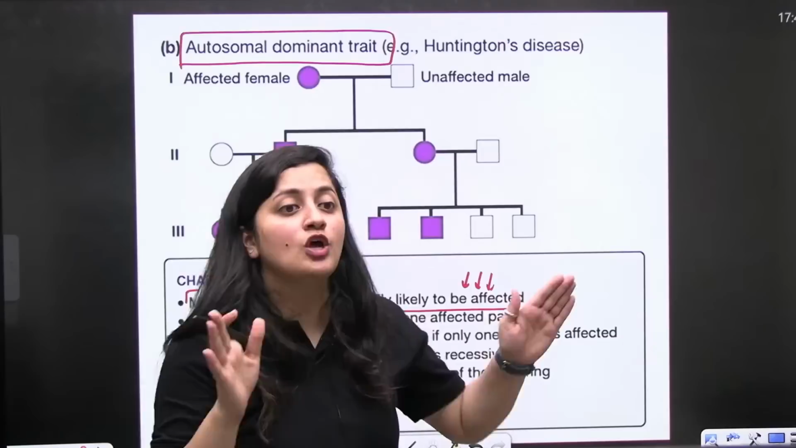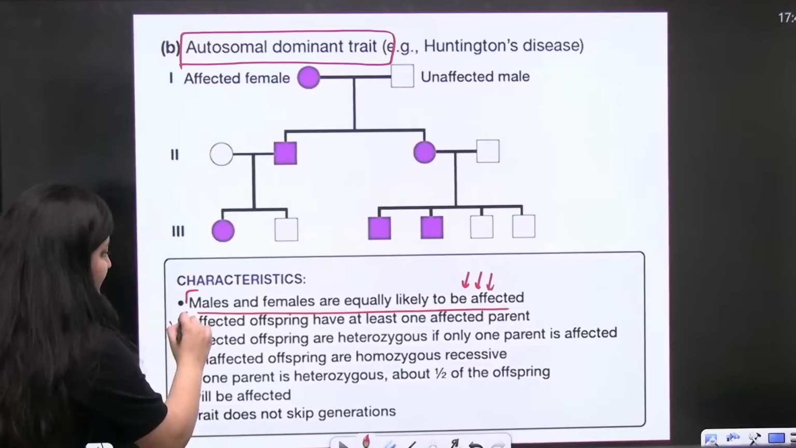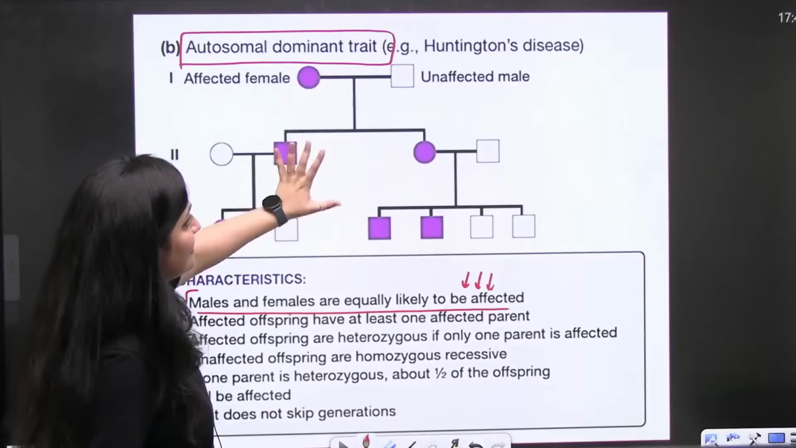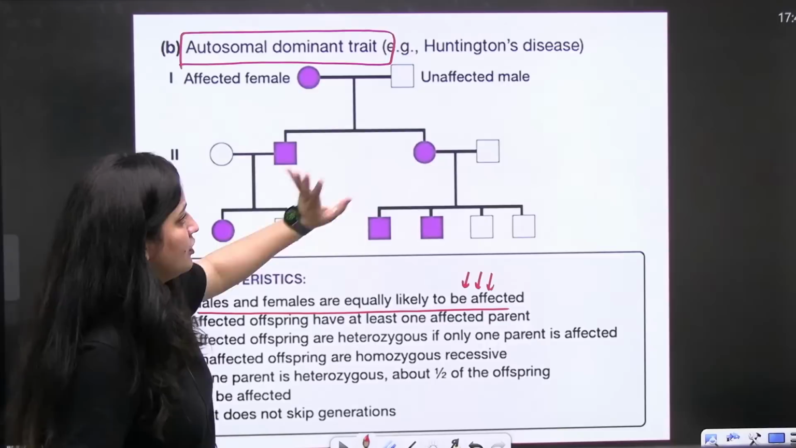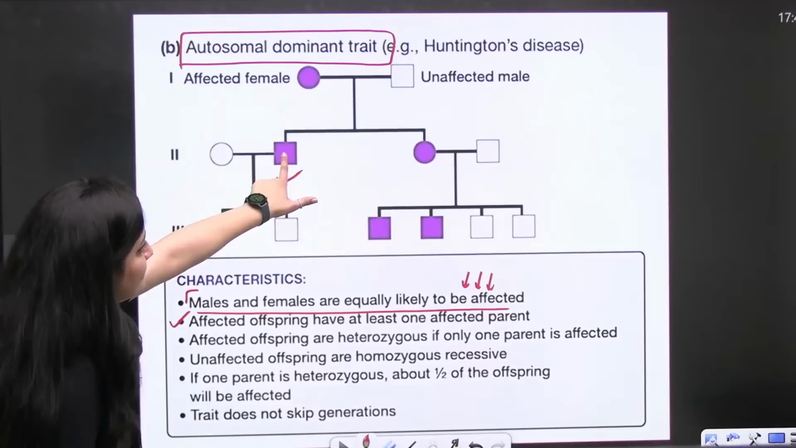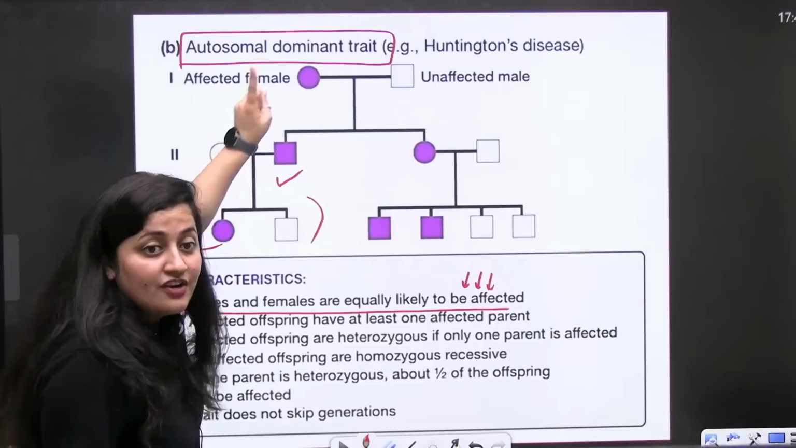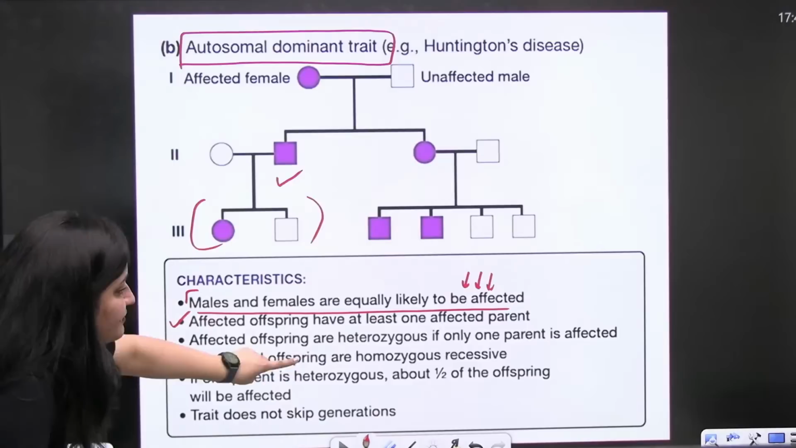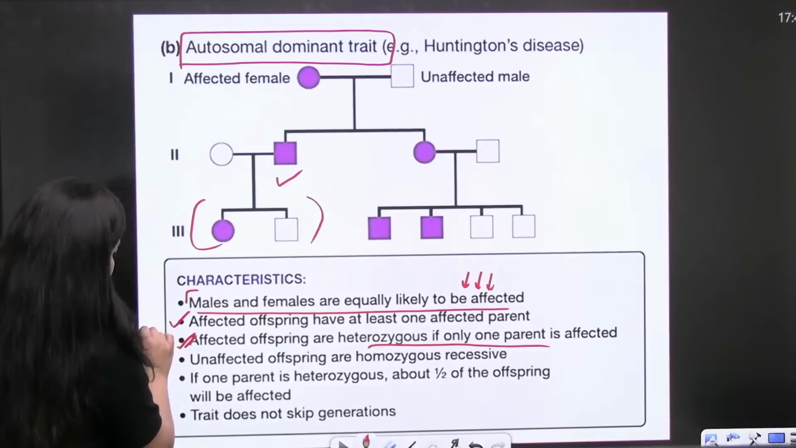Secondly, affected offspring have at least one affected parent. Just look at this pedigree chart. One female is affected. In the next generation, you will see the progeny is affected. In the next generation too, even if only one parent is affected, you will still find that trait. So the generation is not skipped here. And affected offspring are heterozygous if only one parent is affected. It's a very wonderful condition. You can get a direct MCQ from this part.